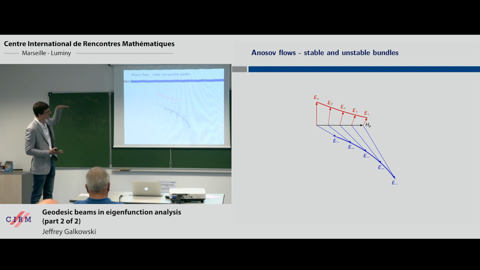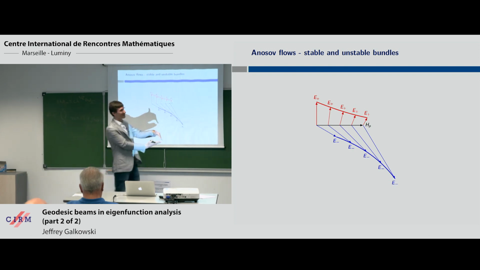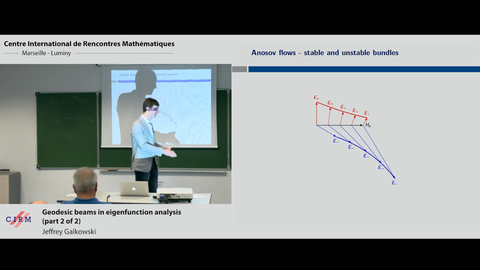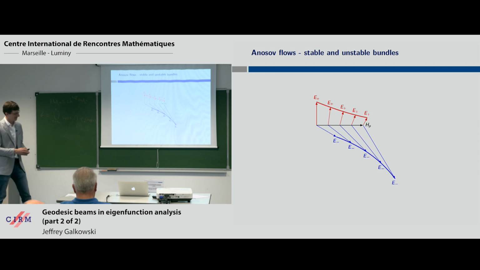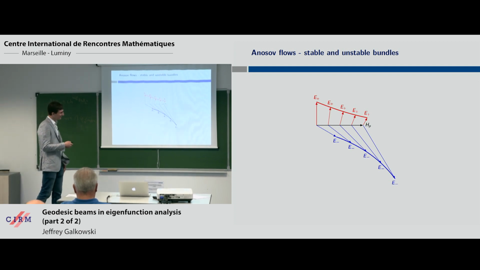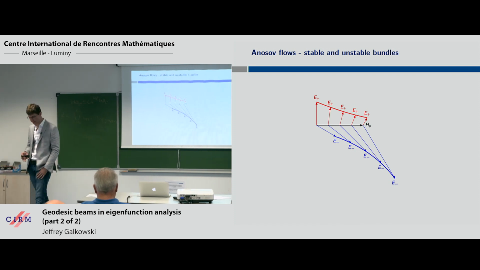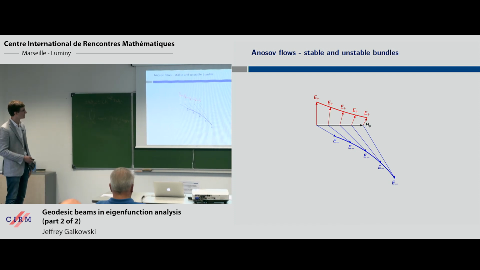So the stable bundle is this one, right? It's contracting forward in time. And the unstable bundle is doing the opposite thing, backward in time. Right? So now I've done it. There we are. Okay, so what does this mean for constructing covers?